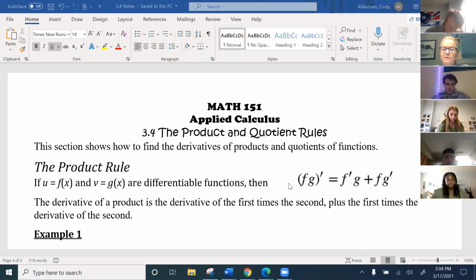So when you have multiplication or division, you have to follow a very specific formula. And this is the formula for the product rule. This is basically saying that if you have a product that you want to take the derivative of, you have to do this in a very special order. You have to first take the derivative of the first function and multiply it by the second function, and then add it to the first function left alone, and then multiply that by the derivative of the second function.